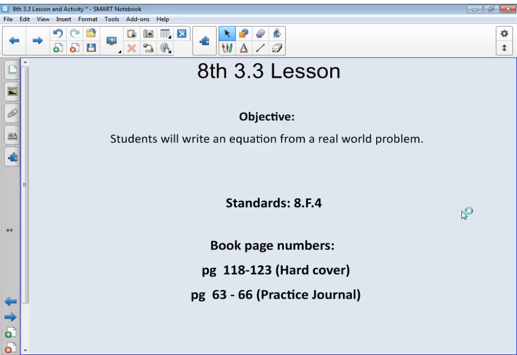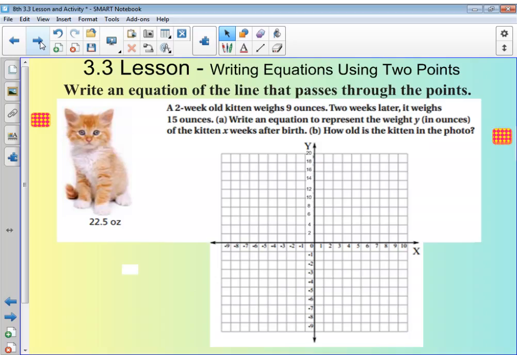This is 8th grade lesson 3.3. Our objective for this part of the lesson is students will write an equation from a real world problem. The standard covered is still 8F4. The page numbers out of the hardcover book are 118 through 123, and out of the practice journal, you'll be using page 66. Okay, today we're going to work with writing equations from a word problem.